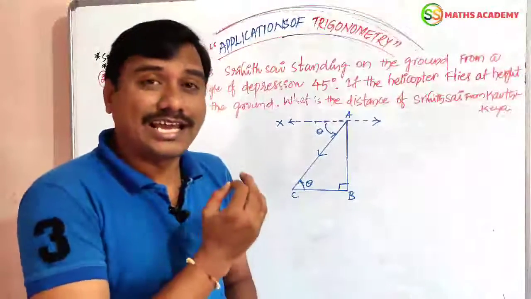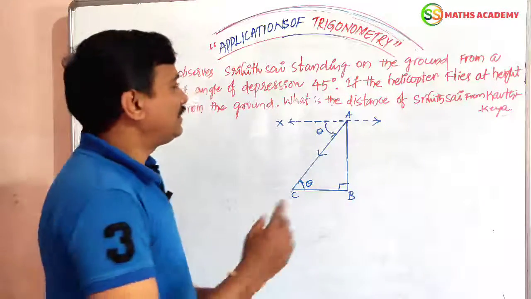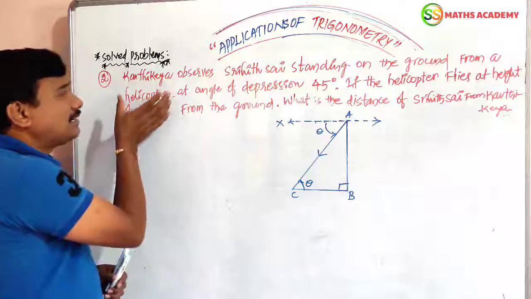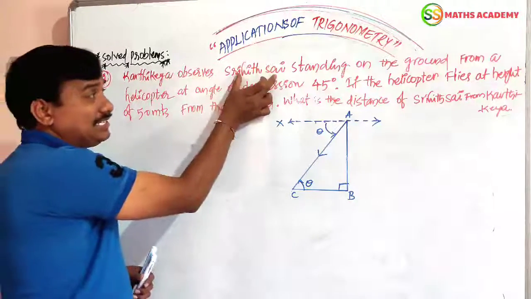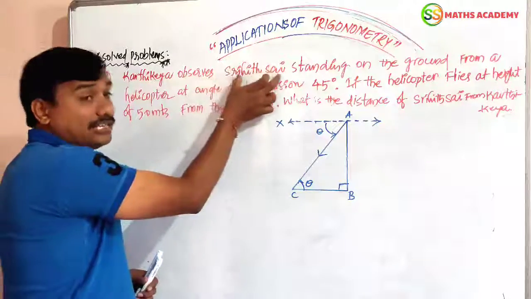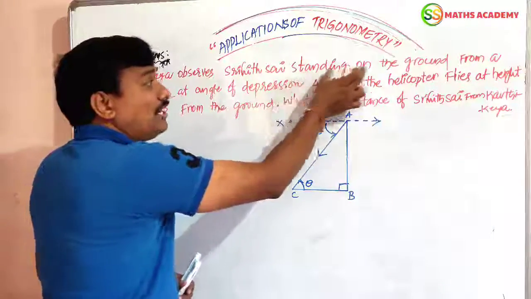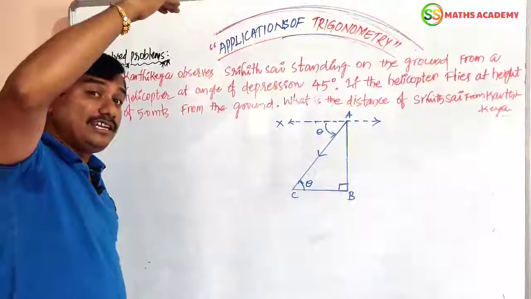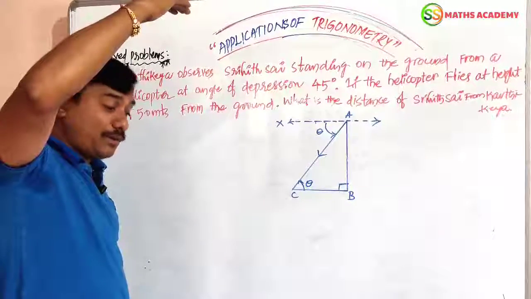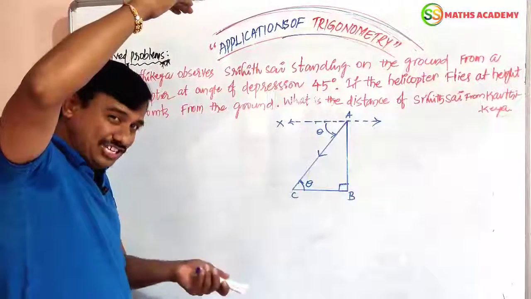This is such a good question upon this concept. The question is: Kartikeya observes Sri Sai. One person observes another person standing on the ground from a helicopter. Kartikeya is there on a helicopter, and he observes the person on the ground. His name is Sri Sai.